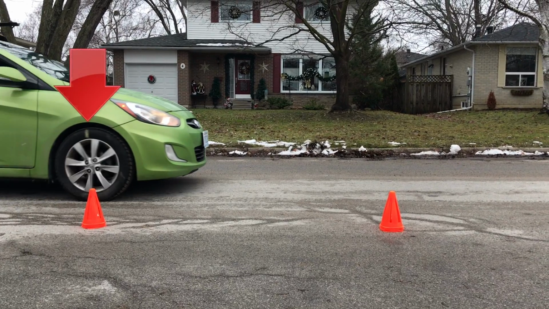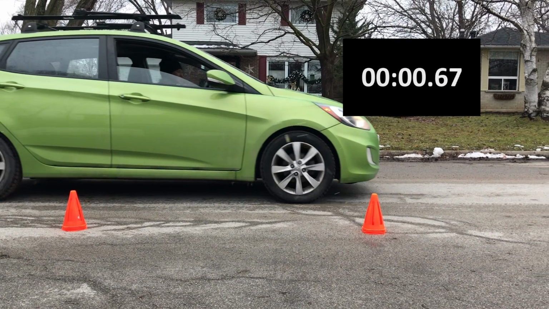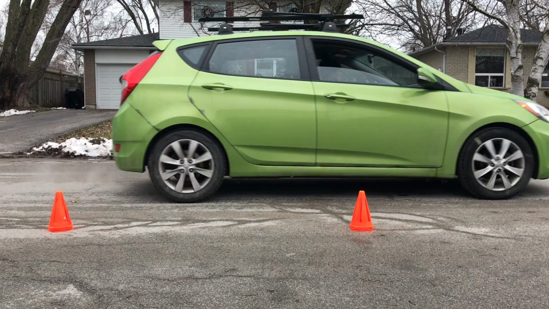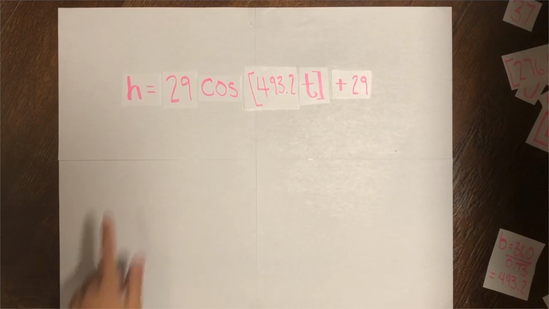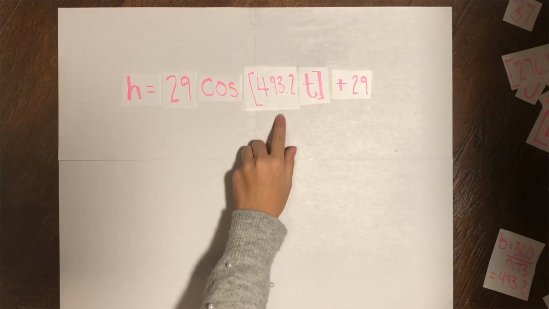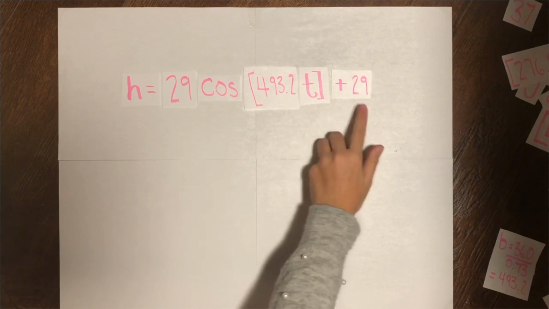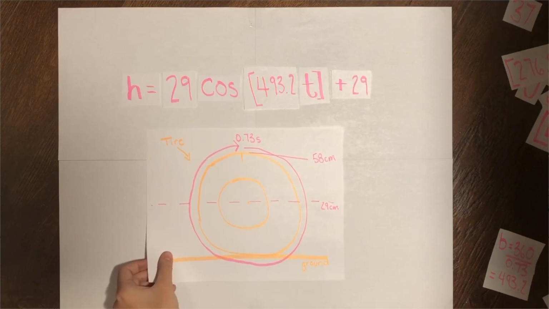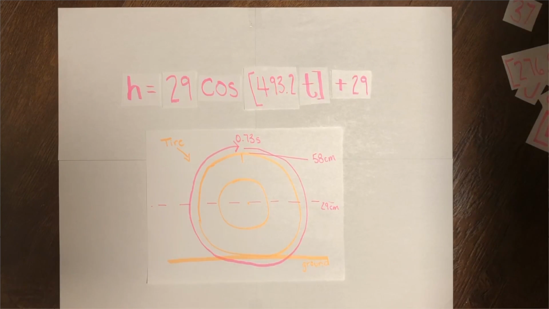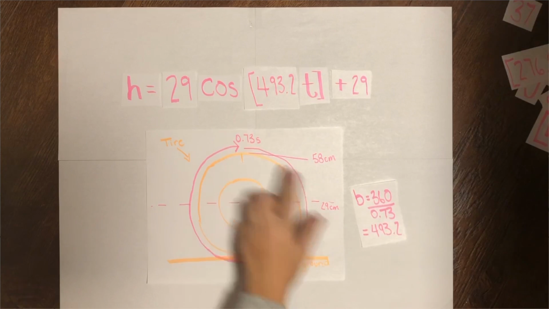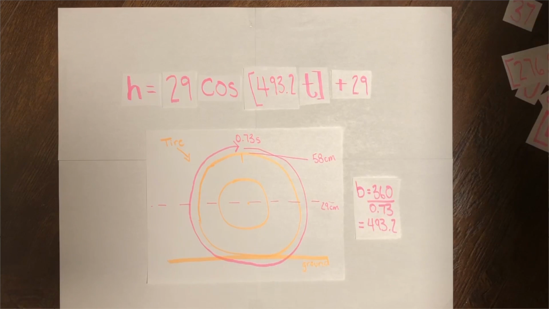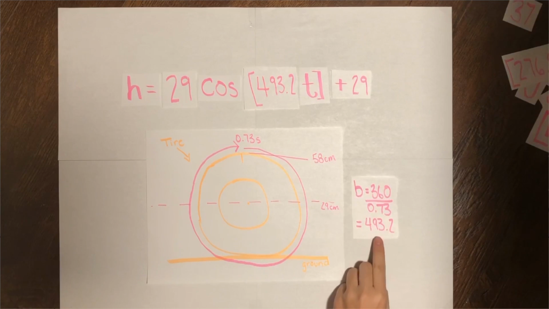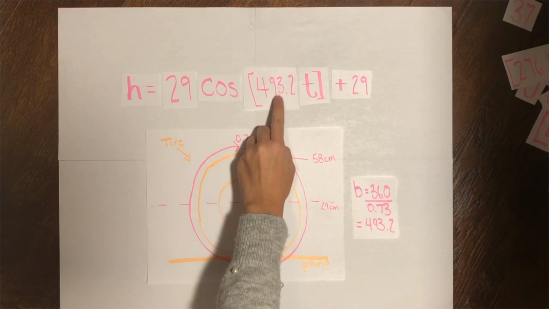Similarly, we have another vehicle that's going at the same constant speed of 7 kilometers an hour, except it has a smaller tire. Our new equation will be 29 cos 493.2t plus 29. As we said before, to get the b value, we must divide 360 by the time it took to make a full rotation. Therefore, if it took 0.73 seconds to spin once, then 360 divided by 0.73 equals 493.2, which is our b value.